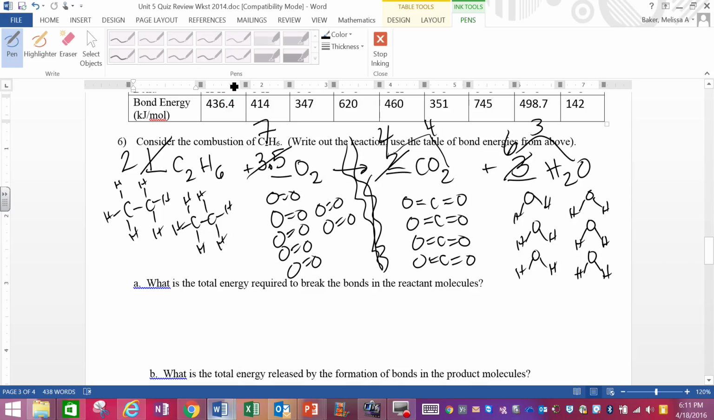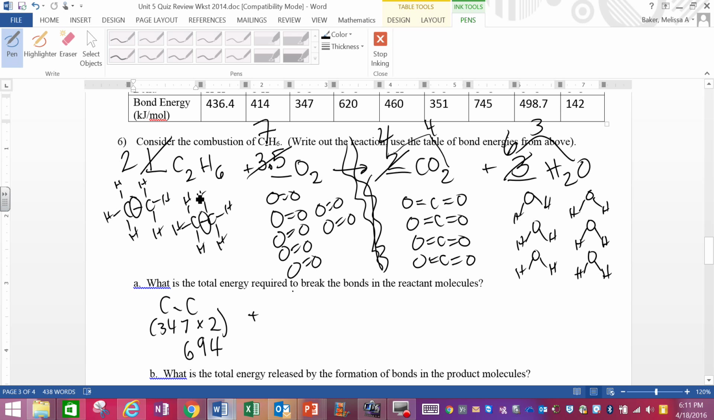So let's start with carbon-carbon bonds. Carbon-carbon bonds, there are 2. 1, 2. It takes 347 kilojoules per mole for each one, so I'm going to multiply by 2. That's 694 kilojoules per mole so far.